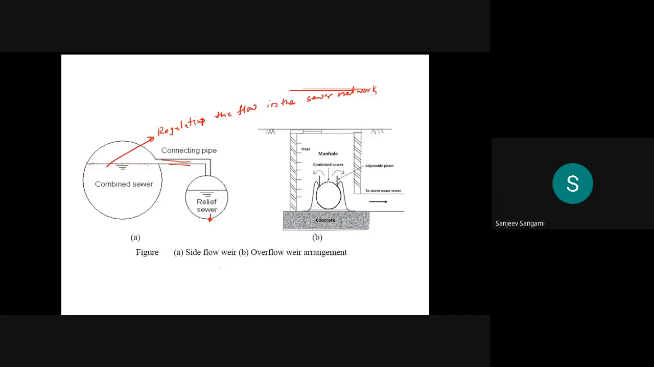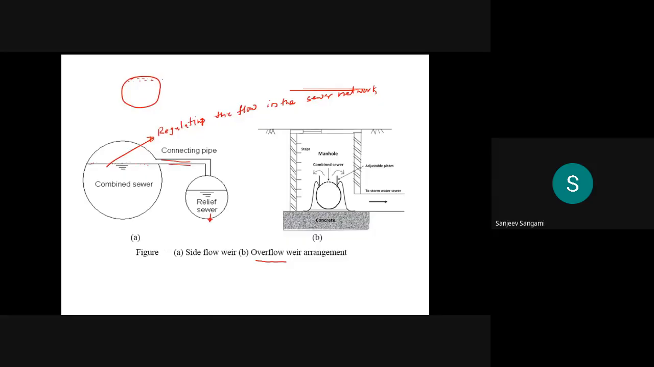Then one more type, that is the overflow weir arrangement. Assume that you have a sewer. Suppose it is reaching the top, then automatically a provision is made like this, so that it has to rise. Then they will make one separate arrangement like this at the top, and it will go into some other type of basin, or we can call this a relief sewer, like this. That is nothing but the overflow weir arrangement.